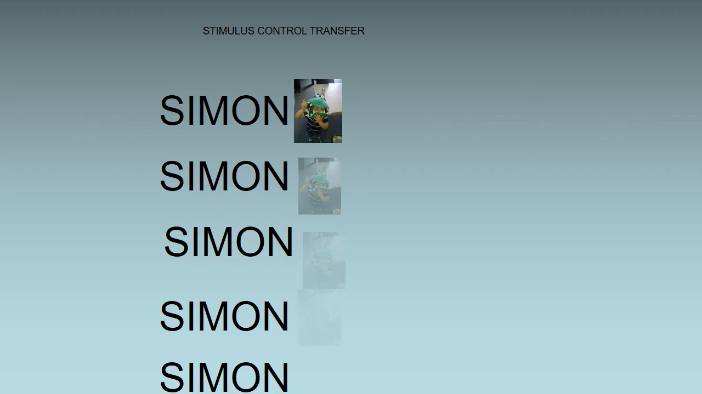So if you see in the top one, the picture is very clear, it's very bright. The second one, I'm starting to fade it out. I'm making it less and less bright until he could identify his name without the picture. I am transferring control of the additional stimulus, the picture, to the more naturally occurring stimulus, which is the name in written form. This is another example of stimulus control transfer, where we are taking a stimulus and transferring the control of the behavior, here picking the name, to the more naturally occurring one, which is the name in written form.